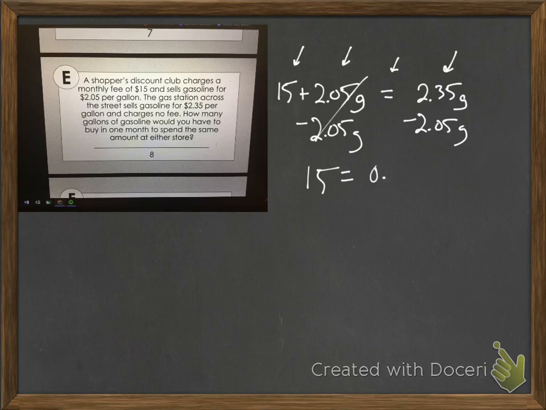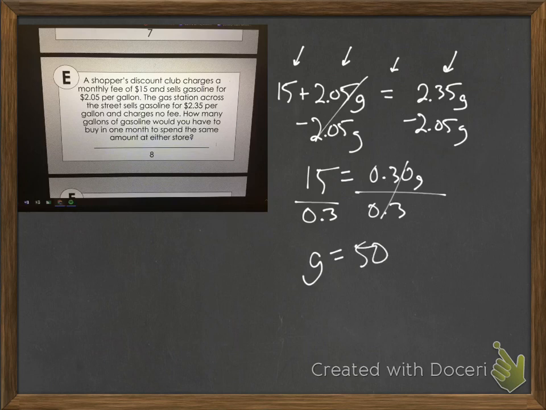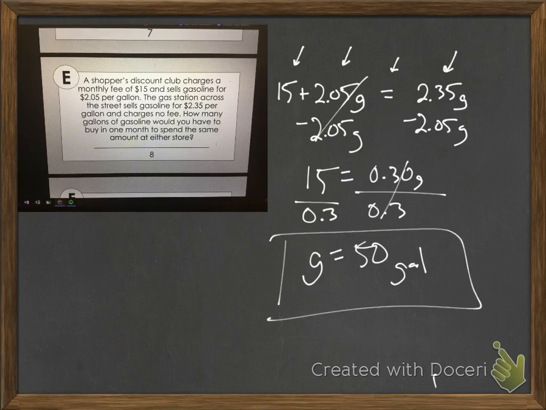And that's going to give me 0.30 G. Divide both sides by that 3/10. And 15 divided by 0.3 is 50. So it depends. At 50 gallons, you'll be saving money at the discount place. But under 50 gallons, it'd be cheaper to not go to that place. Although you get other cool stuff at Costco, you know?